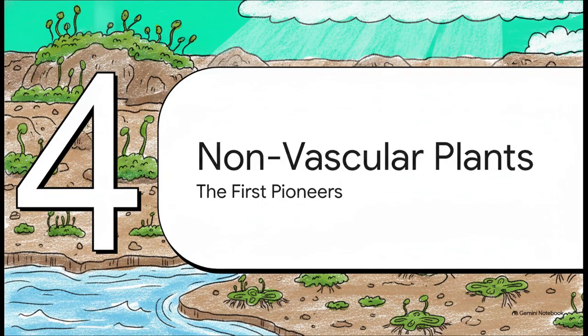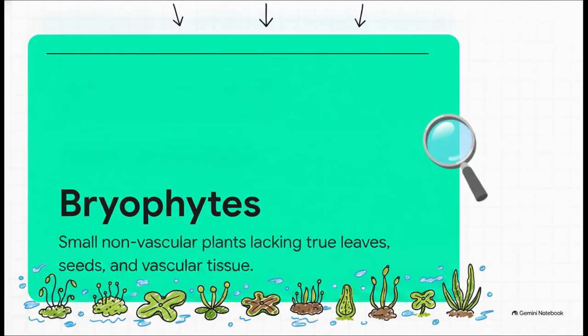Section 4. Nonvascular plants, the pioneers. With all these terrestrial adaptations and a robust life cycle in place, the very first major group of plants to colonize land were the non-vascular plants. They completely bridged the gap between water and earth.